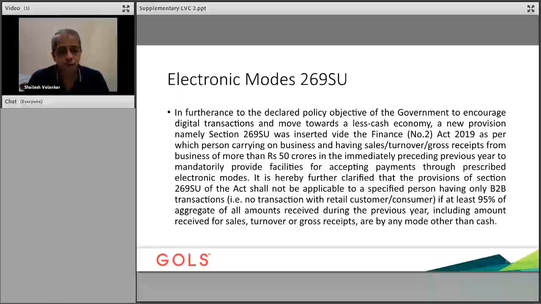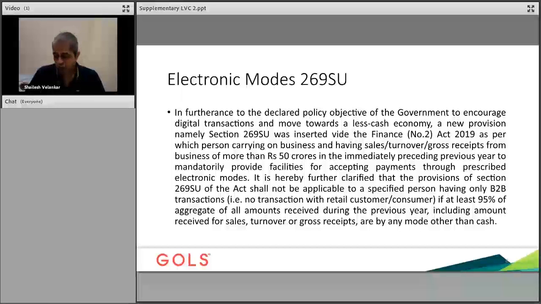was inserted, vide Finance Act 19, as per which a person carrying on business and having sales more than 50 crores in the immediately preceding previous year must mandatorily provide facilities for accepting payments through prescribed electronic modes. It is hereby further clarified that the provisions of this section shall not be applicable to a specified person having only B2B transactions, no transaction with the retail customers, if at least 95% of the amounts received are by any mode other than cash.